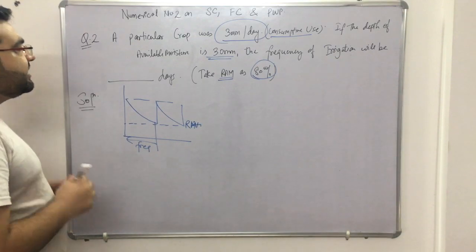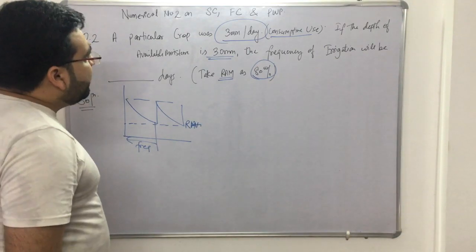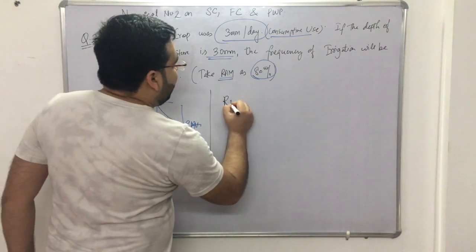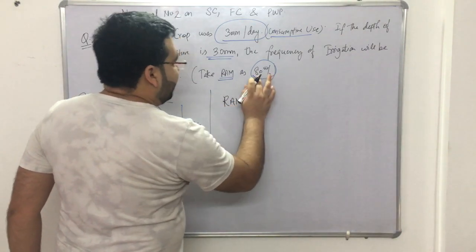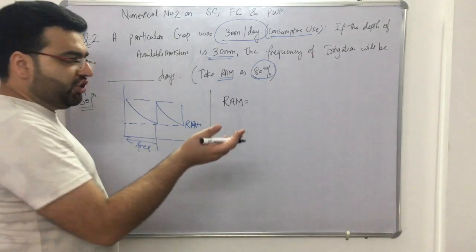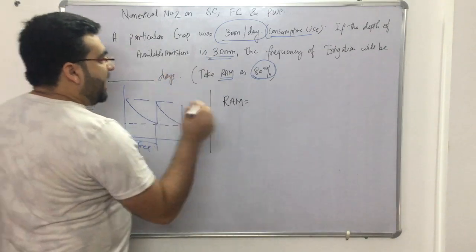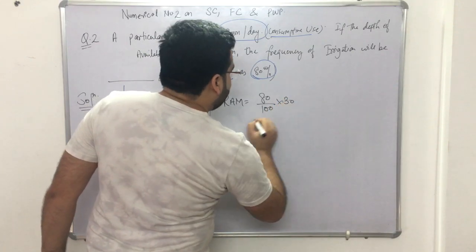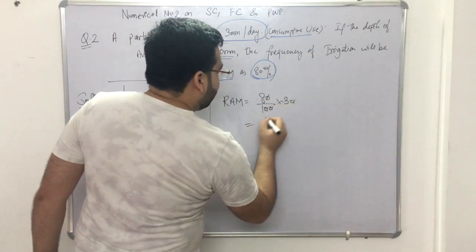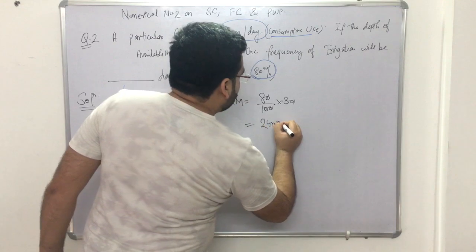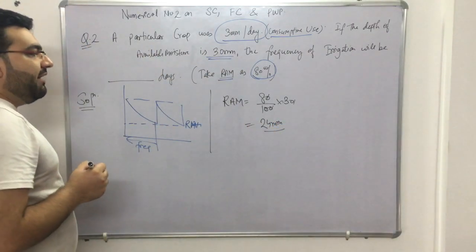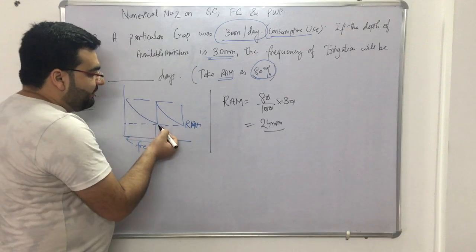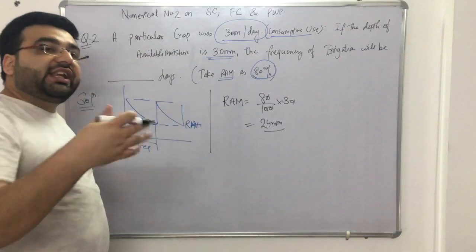So it's a very straightforward question. First of all, we have to calculate the readily available moisture. Readily available moisture is 80%, it means 80% of the available moisture. Available moisture is 30 mm, so 80% of 30 mm will be equal to 24 mm. So 24 mm is the readily available moisture, which means that whenever the moisture content depth reaches 24 mm, we have to irrigate the land.